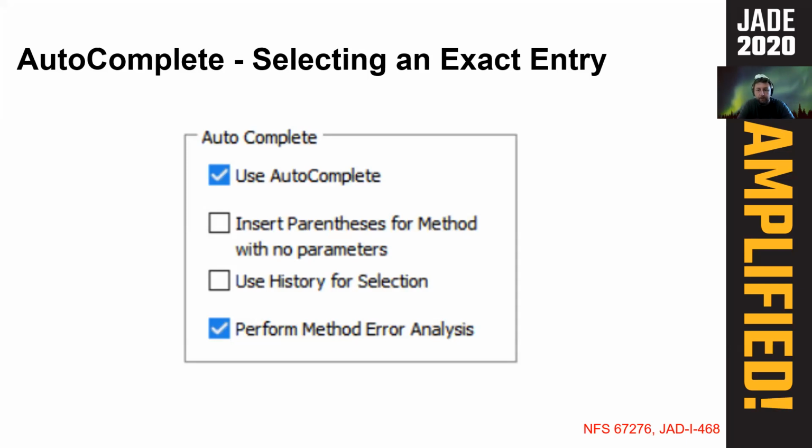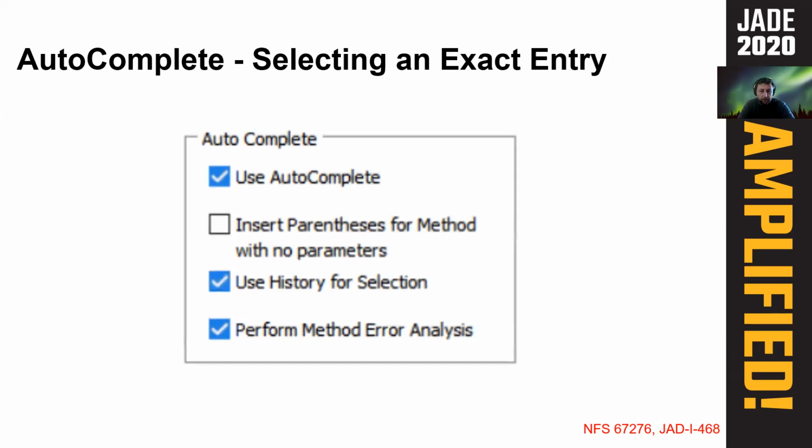This is a behavioral improvement to AutoComplete when the use history for selection option is enabled, which is found in the user preferences dialog, the editor options sheet, I believe. So for an example of behavior in previous versions of JADE, let's say the word application is one of the items in your AutoComplete list, perhaps it's a local variable, but now you want to use a method on the app system variable. So you'd go to type app dot, and AutoComplete would insert the word application instead, which is not what you want. We now select an entry in the list when there is an exact case-sensitive match.